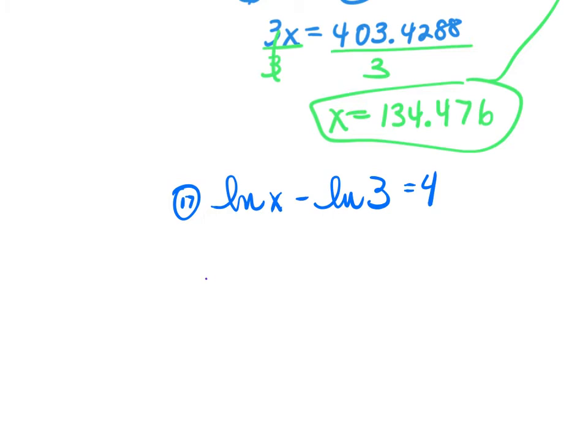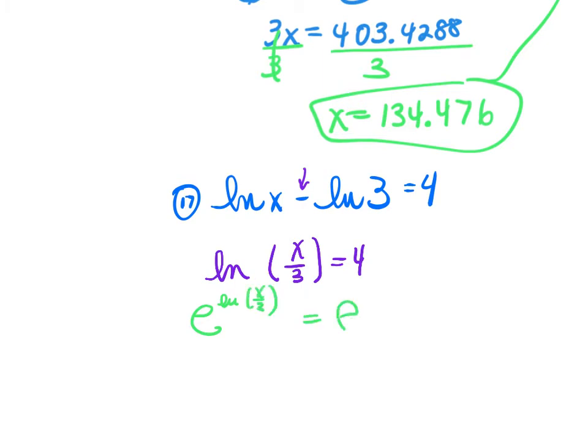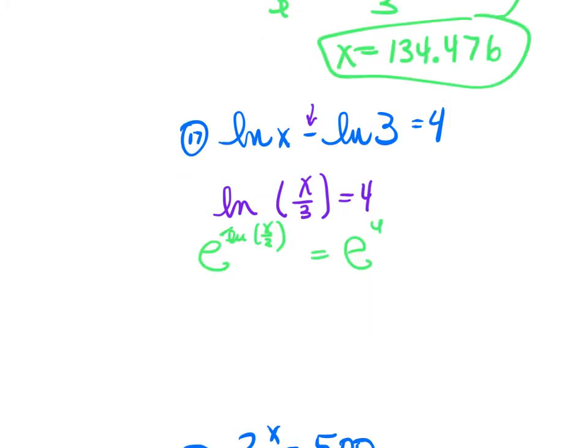So I can rewrite this as the natural log of, when I see subtraction, when I condense, that becomes division. So natural log of x divided by 3 equals 4. Now I know that the opposite of natural log is e to the x, so I say e, and then I have ln x divided by 3 equals e to the 4th power. What you do to one side, you do to the other. So our e and ln cancel out. We have x divided by 3 equals about 54.598.